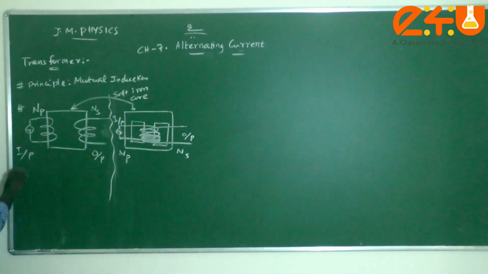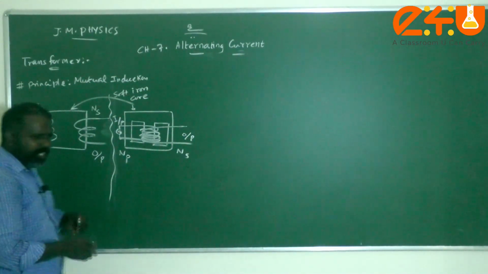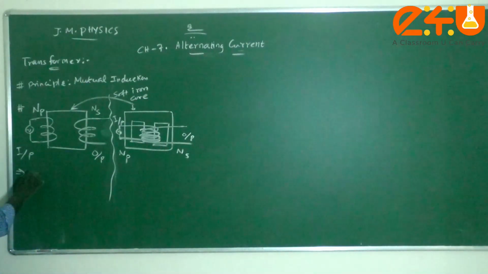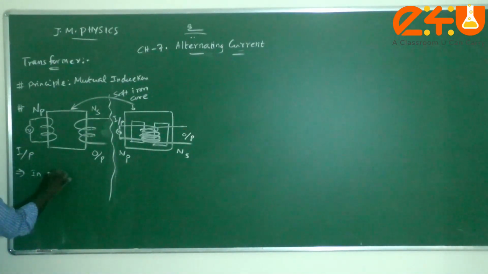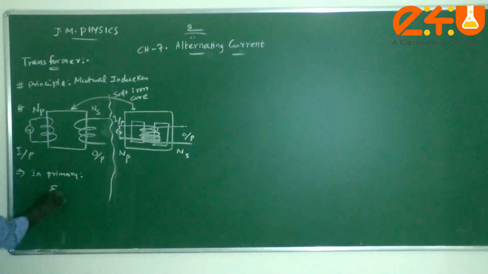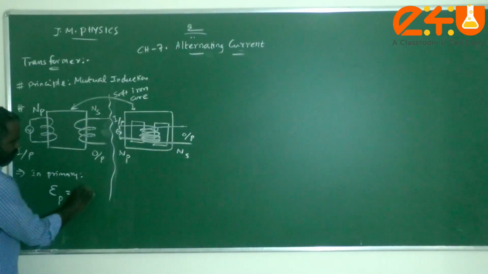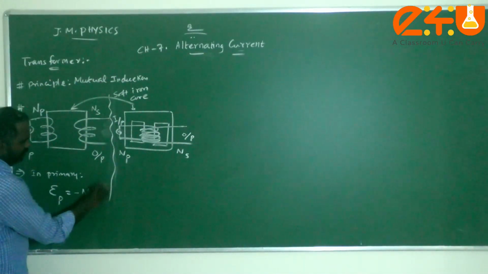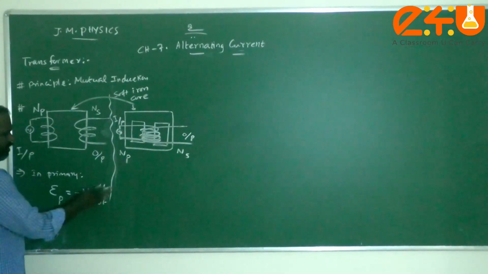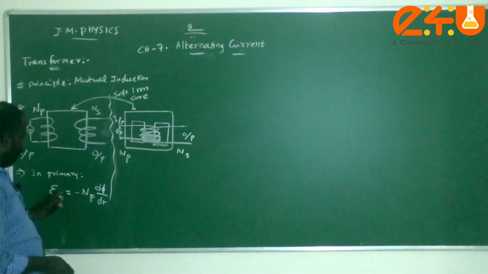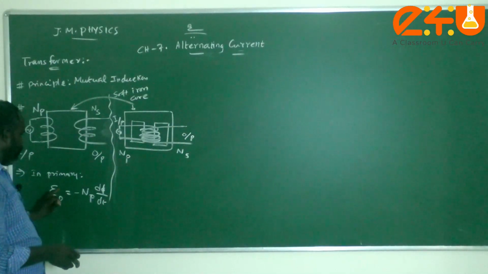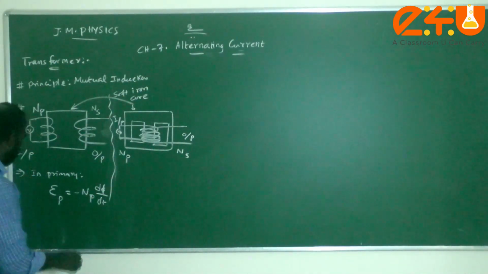By Faraday's law, we know that whenever alternating current is there, there will be a time-varying magnetic flux. Because of that fluctuation, some EMF will be induced in the primary. So in the primary winding of the transformer, let EP be the induced EMF in the primary, which can be written as minus NP into dφ by dt. We know that for N windings, the EMF equals N times dφ by dt.